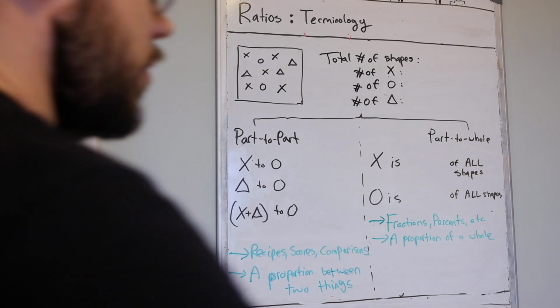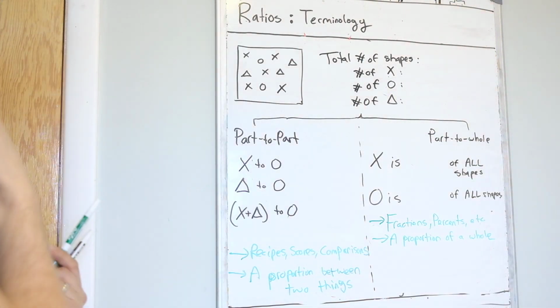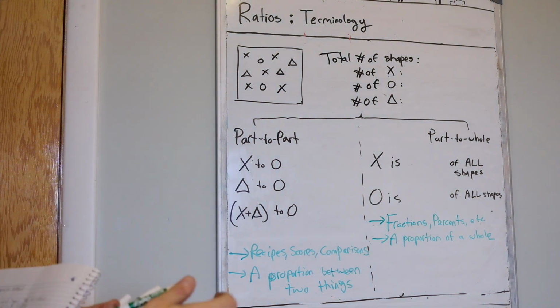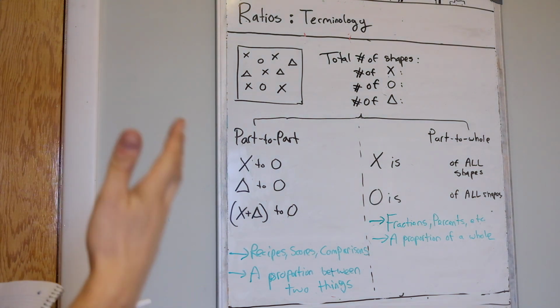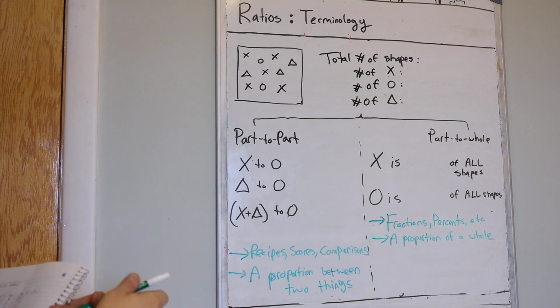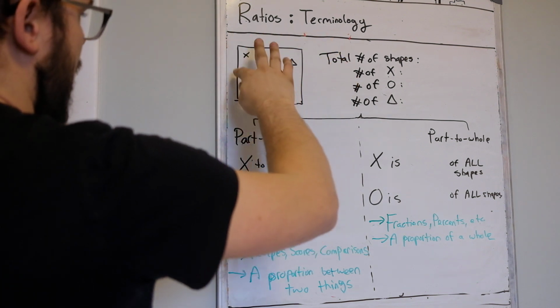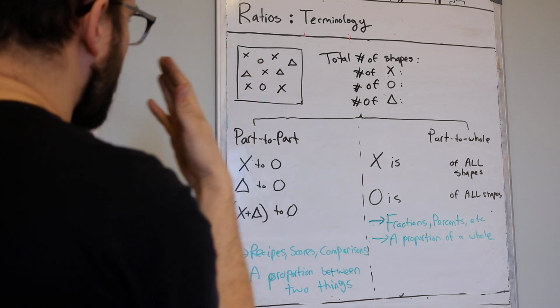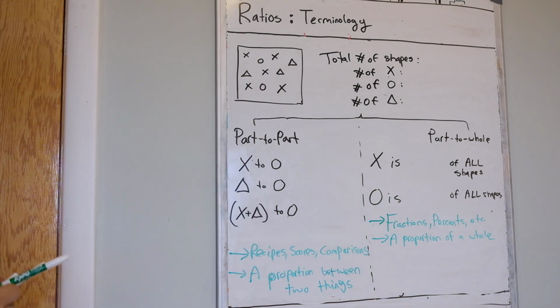All right, welcome to this next video on some terminology of ratios. So just some understanding of different kinds of ratios. We're going to look at this example here, this little image that has a number of different shapes in it. Study that for a second and think about what is the total number of shapes in this image.